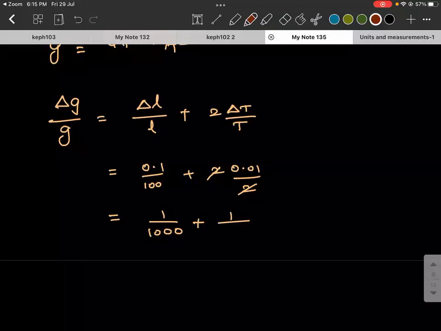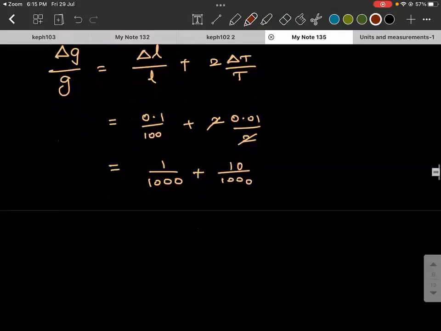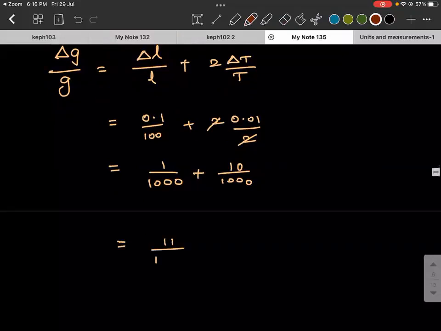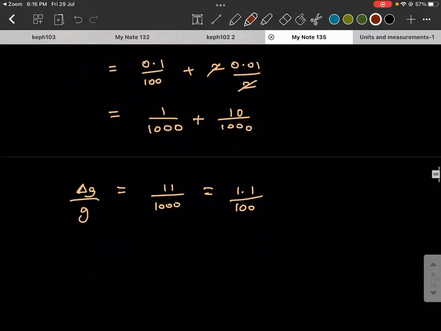Plus 1 by 100. Can I write it like this? So this I'll make it as 10 by 1000. Does it make sense? Right? So it is going to be 11 divided by 1000, which is delta G by G. So it is 1.1 divided by 100. This is a fractional error.